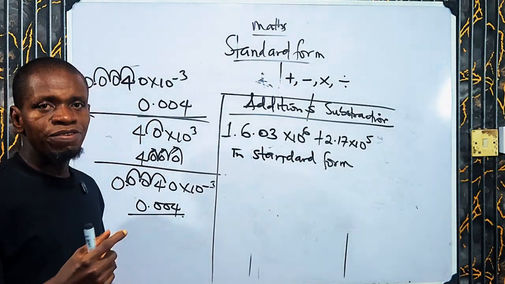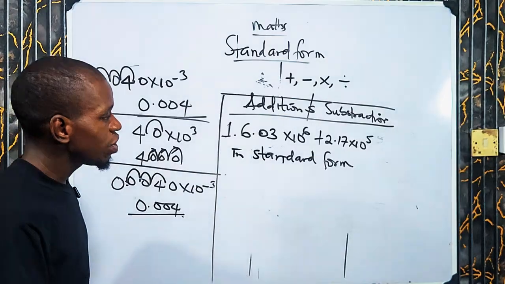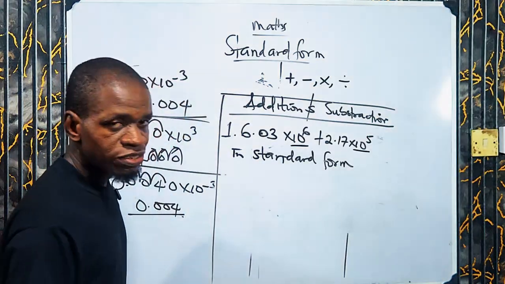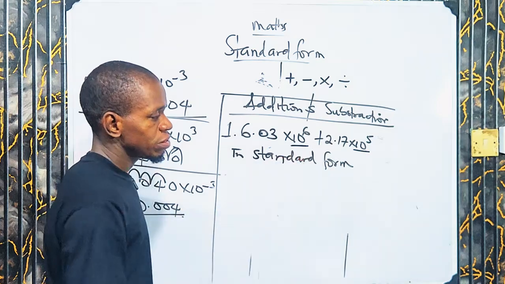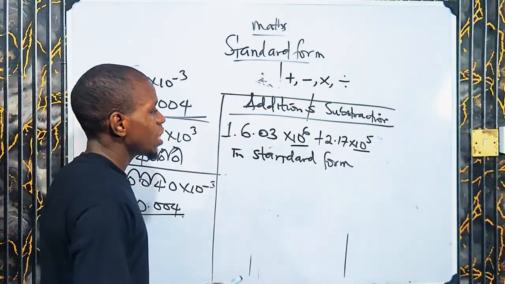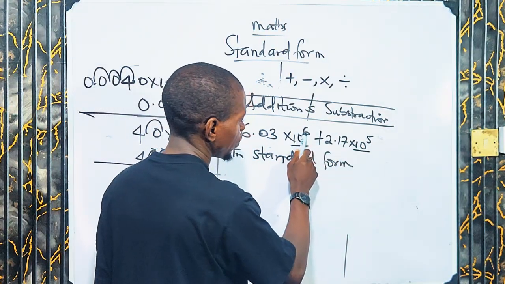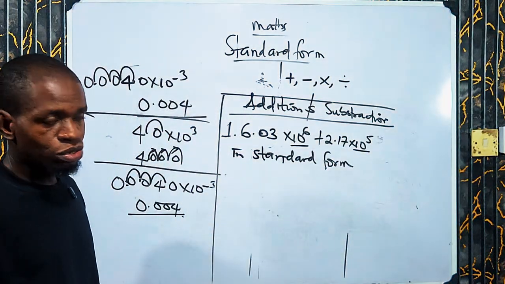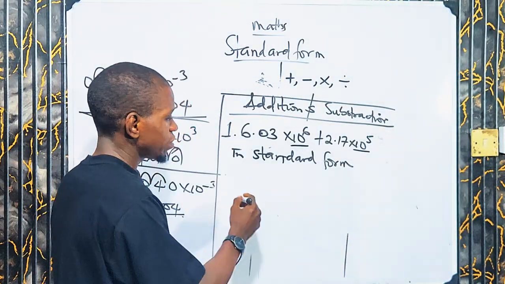First things first, before you can add or subtract this kind of number, make sure that both standard forms have the same power. Please take note of that. What did I just say? Make sure that both standard forms are the same. There are many ways to make sure that both of them are the same. It simply means that either this one is 10 to the power 6 and this one is also 10 to the power 6, or this one is 10 to the power 5 and this one is also 10 to the power 5. But let me not stress you with all those protocols. There are many ways to solve it, but let's start with the first one.